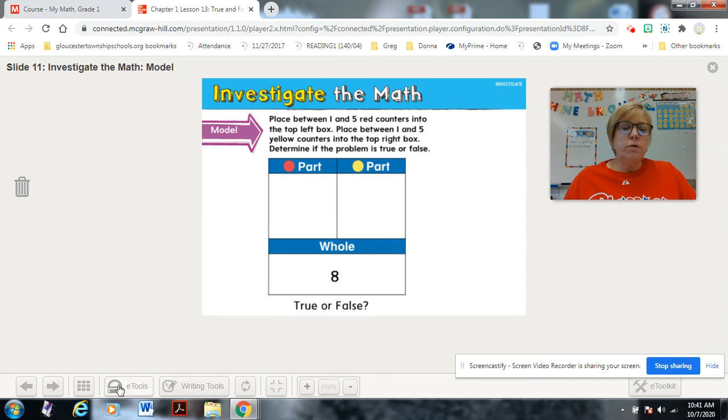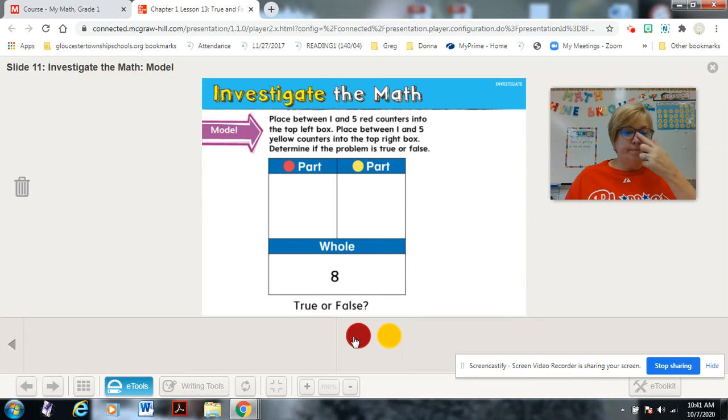All right, so let's get some counters. I'm going to use 5. Well, no, it says between 1 and 5. I'm going to use 4 counters. 1, 2, 3, 4. And I think for yellow, I'm going to do 3. 1, 2, 3. Now they want me to determine if the problem is true or false.